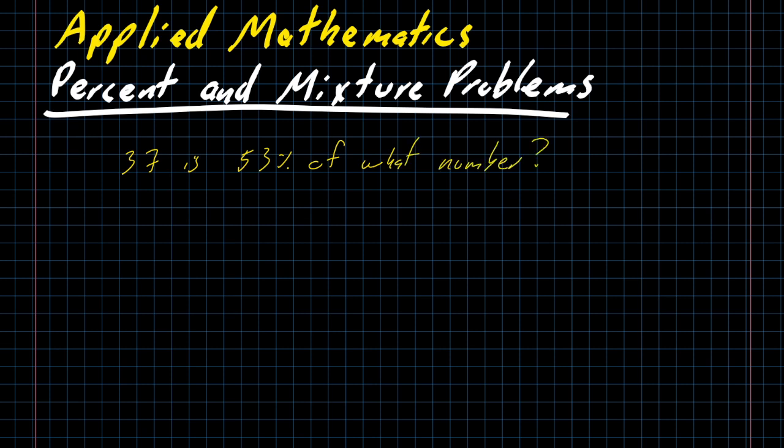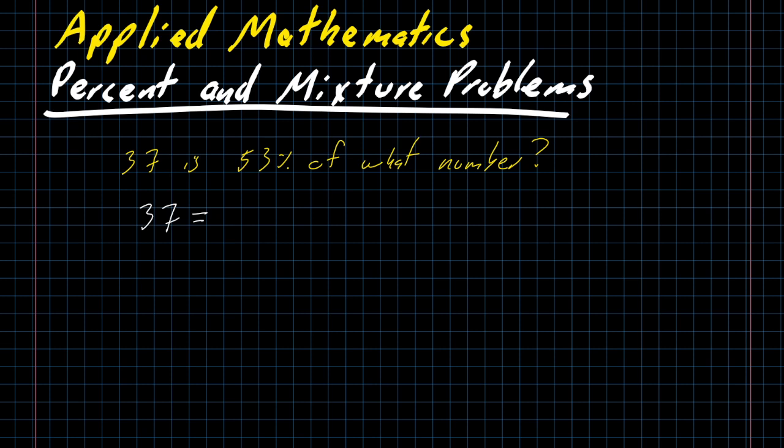with a basic percent problem. 37 is 53% of what number? There's not a whole lot going on here. The number 37 is the number 37. Is, just like any other verb, is going to be an equal sign. The one trick in this problem, 53% looks like it is a number, but percents are not numbers.